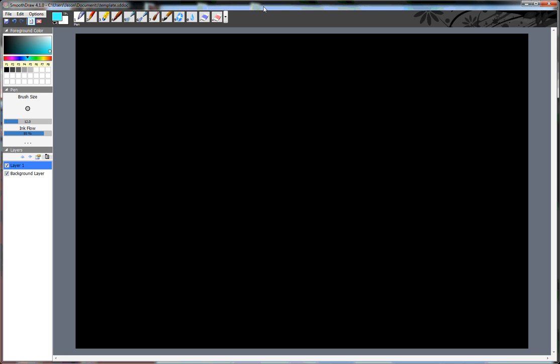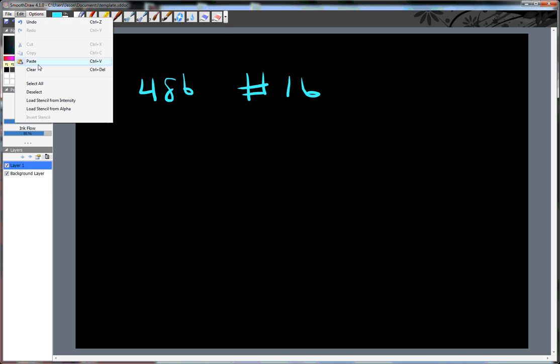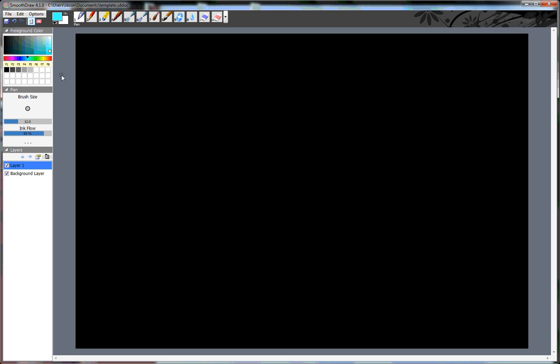Page 486, number 16. Page 486, number 16. Now, please notice that this question is the last question in the math section, which means it's supposedly the hardest question. It's definitely one of the harder questions. The math sections increase in difficulty from easy to hard.